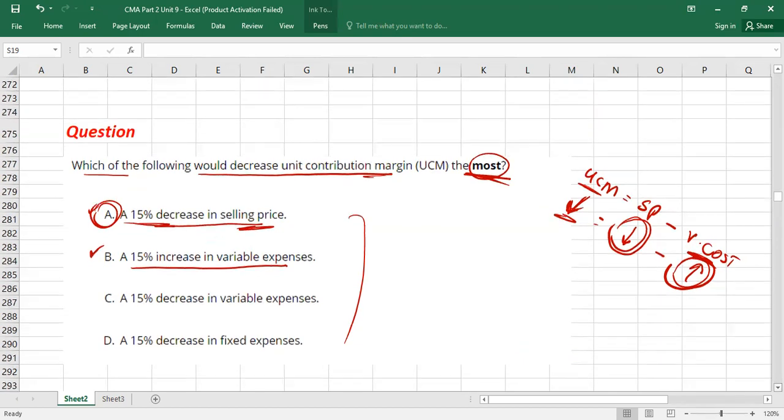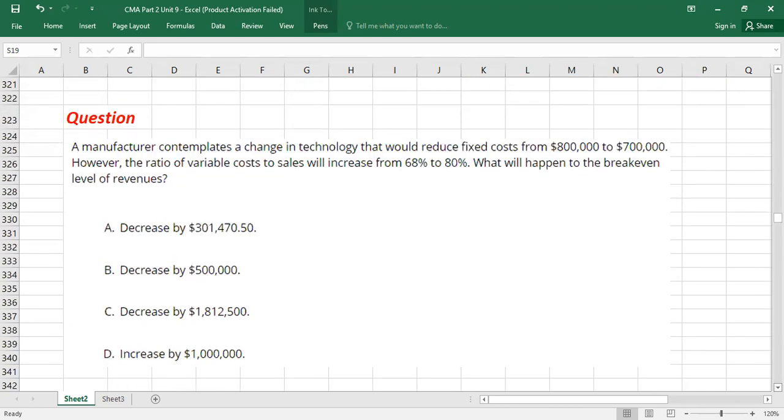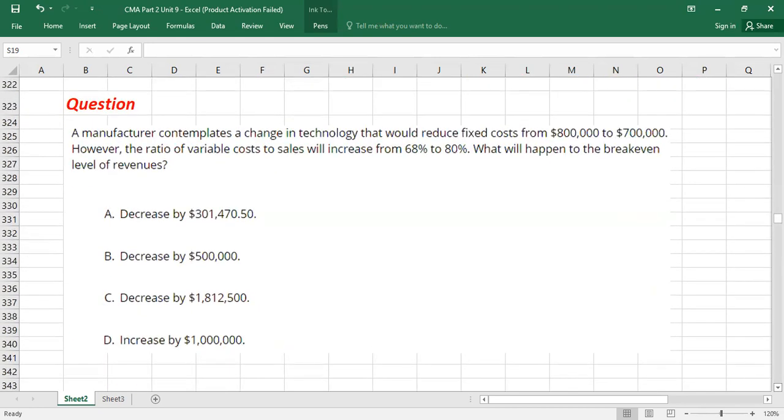So let's practice one more question. Now here, guys, let's assume they're saying a manufacturer contemplates a change in technology. You are going to replace the old technology with the new technology. And what would be the result? That would reduce fixed cost from 800,000 to 700,000. It means this is your old fixed cost, and after bringing the new technology, your new fixed cost is going to be 700,000.